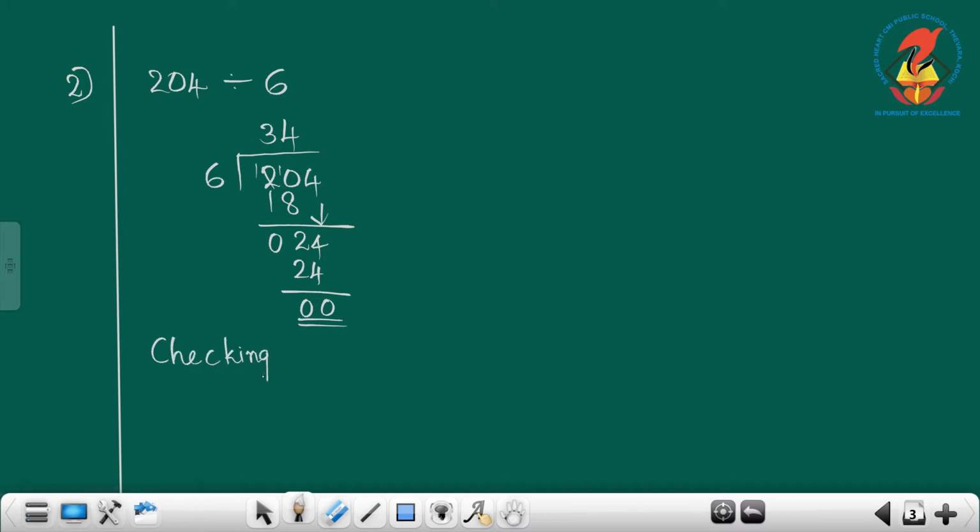So checking. All of you must learn that equation. What is the equation for checking? Dividend equals quotient multiplied by divisor plus remainder. Okay, fine. So dividend is equal to quotient into divisor plus remainder.